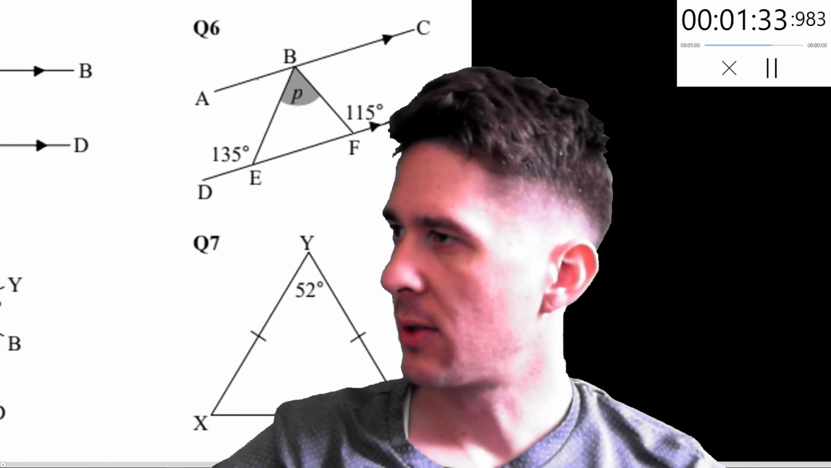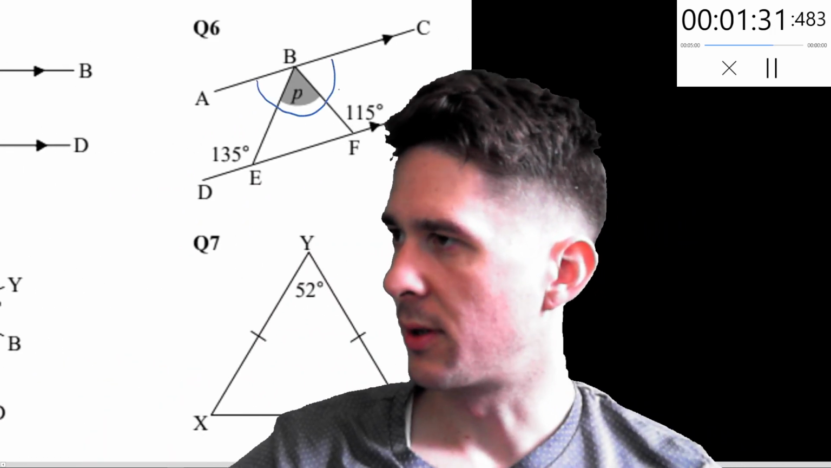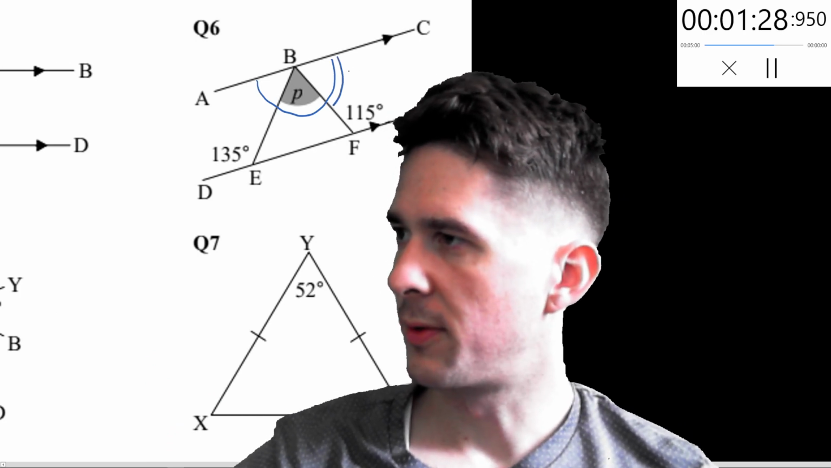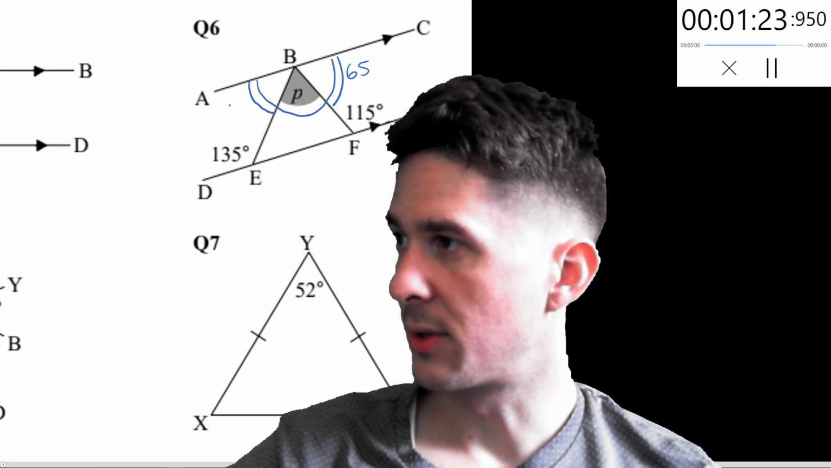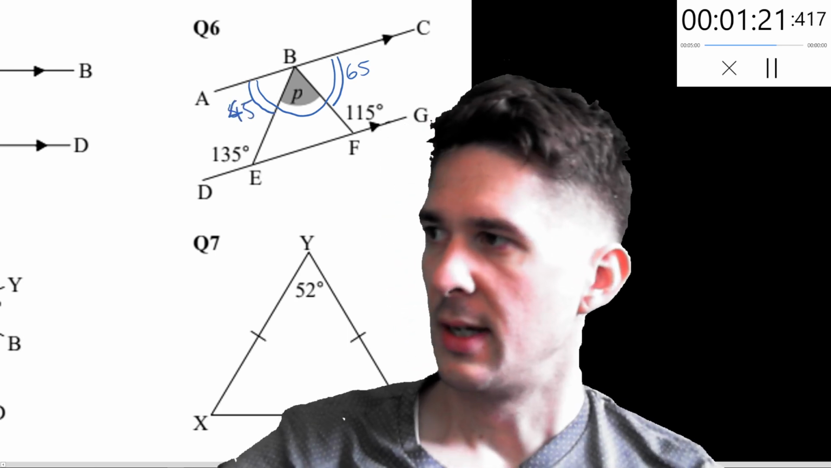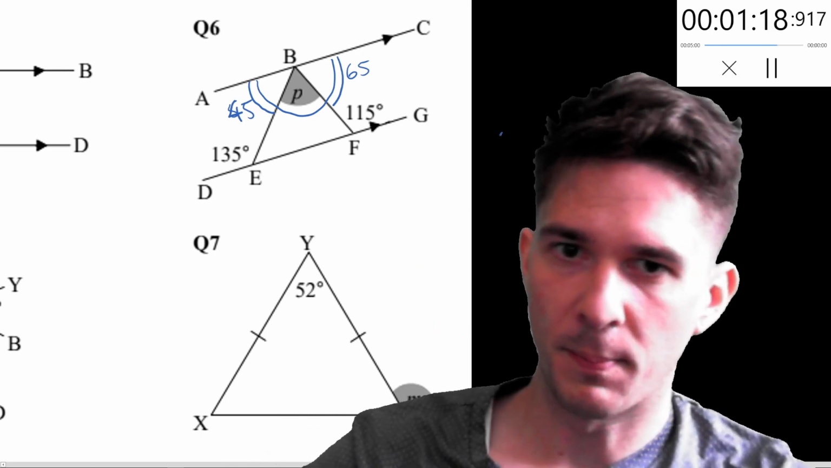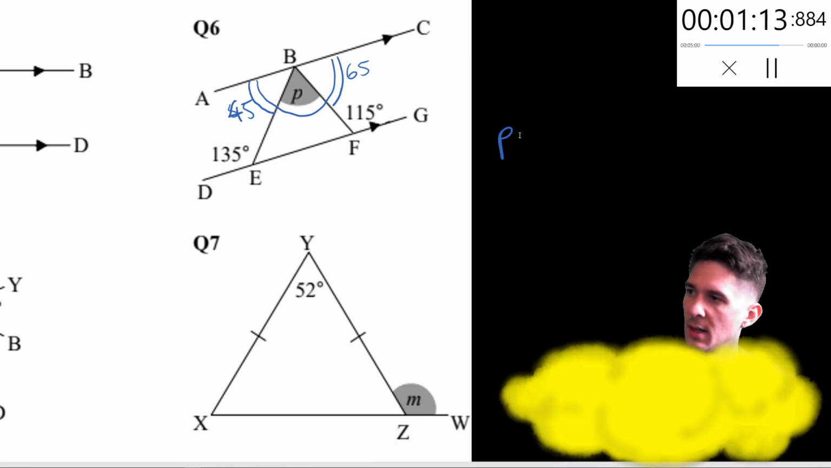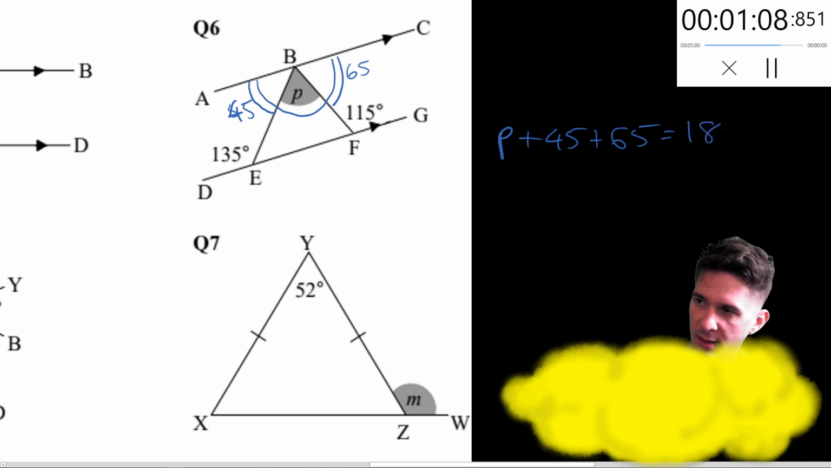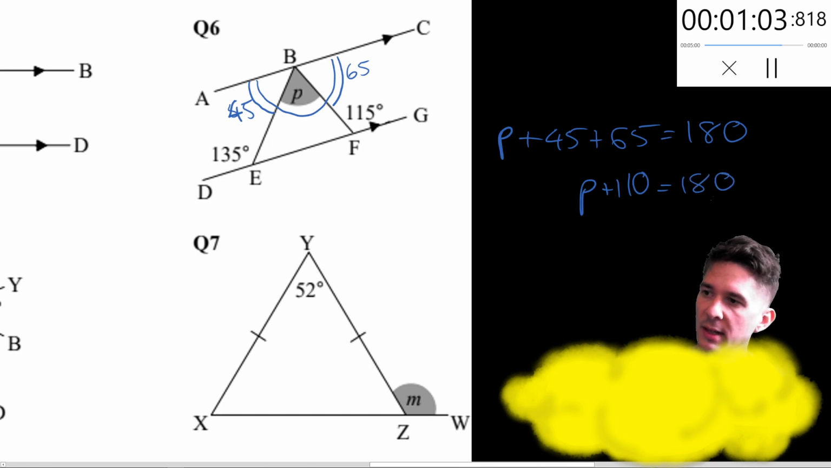P forms a straight angle with these, so I want to know what those are. Well, this one is co-interior with 115, so that's 65. This one is co-interior with 135, so that's 45. In other words, we can say that P, hold on, let me just get my face out of the way for this one, plus 45 plus 65 is 180 because it's a straight angle. So P plus 110 is 180. Let's subtract 110 from both sides. P is 70 degrees. All right, next one.